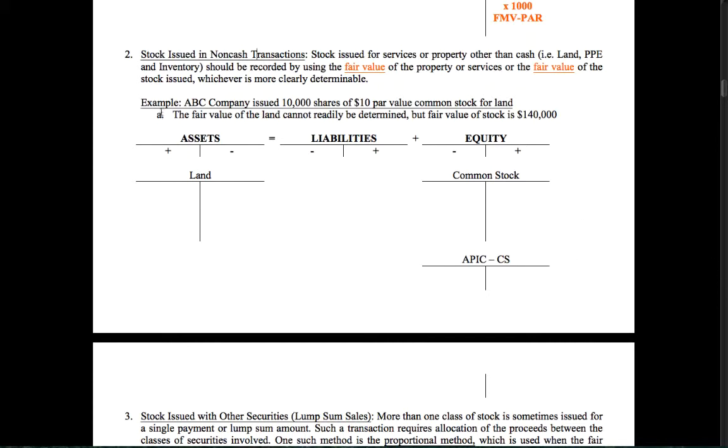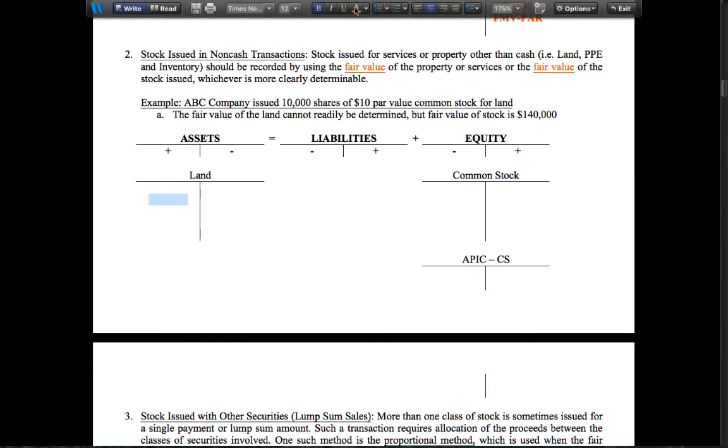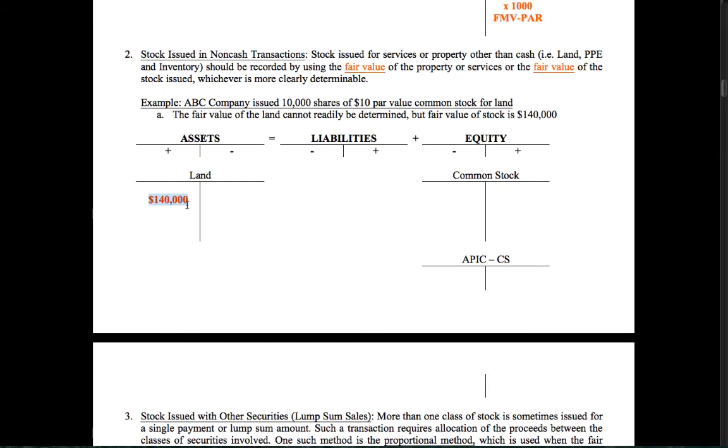As you can see in the example, ABC Company has issued 10,000 shares of $10 par value common stock for land. The fair value of the land could not be determined, but the fair value of the stock is $140,000. Therefore, we would record the fair value of the stock issued, since that is what we can determine. Therefore, we would record the land at the fair value, which is an increase to the asset because we are receiving the land.